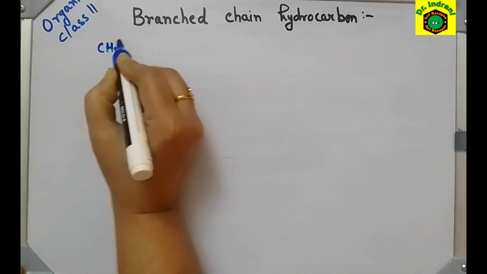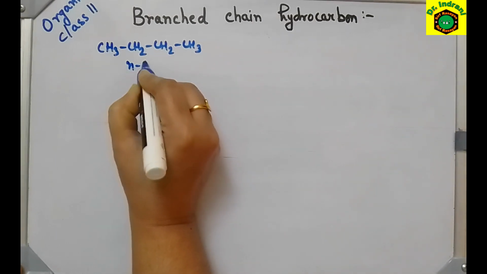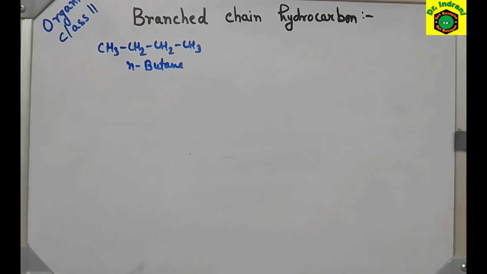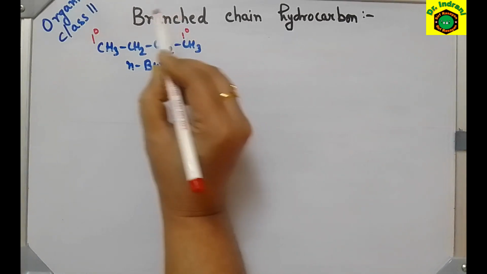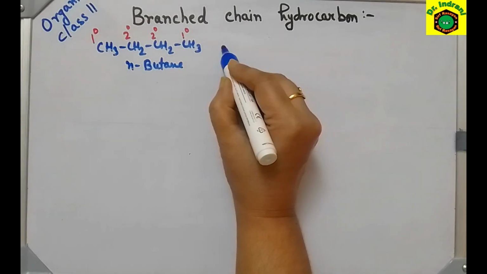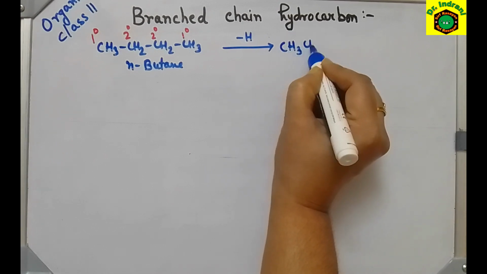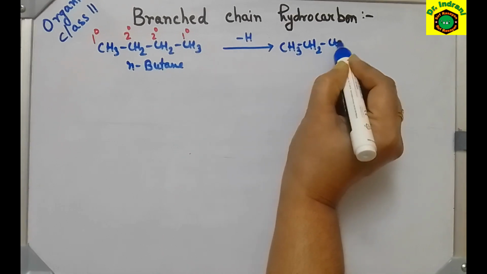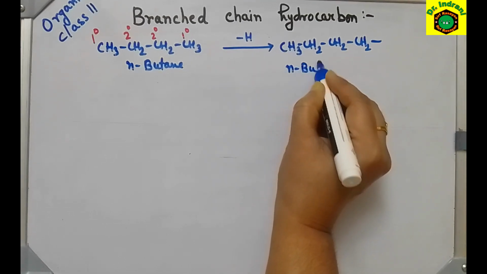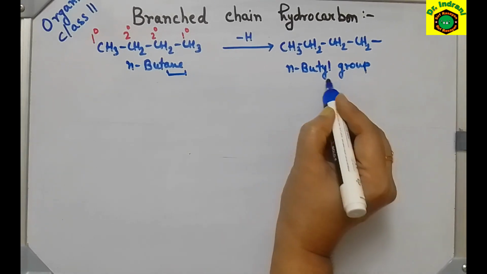Now see, CH3, CH2, CH2, CH3. This is normal butane. So here two types of carbons are there. These two carbons are 1 degree and these two carbons are 2 degree. So removal of one hydrogen from 1 degree carbon is giving CH3, CH2, CH2, CH2. This is known as N-butyl group. In place of ANE, we are writing YL.